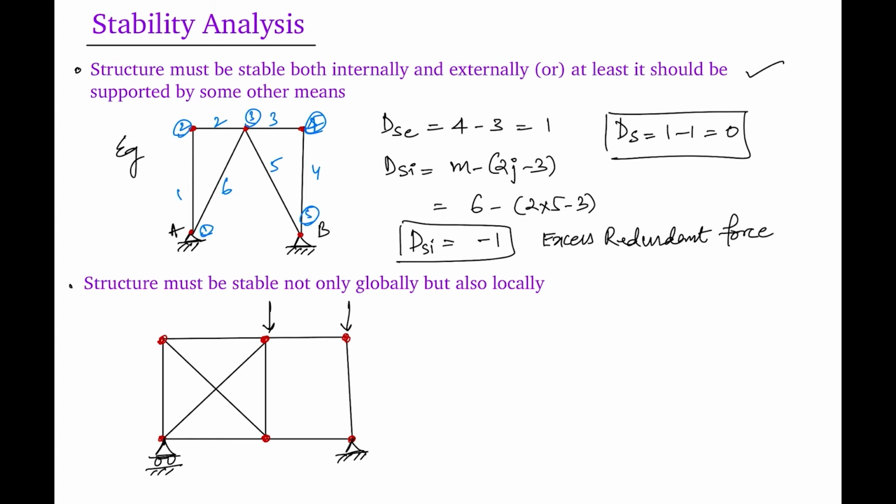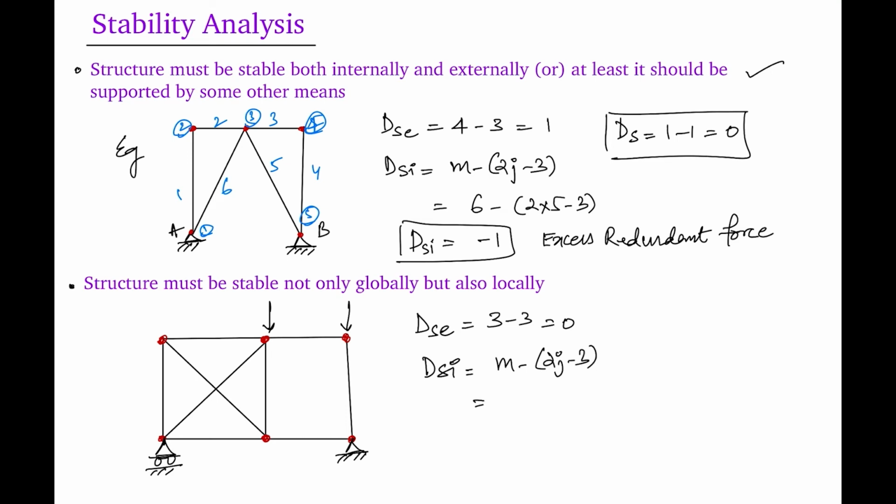Moving on to the second point, it says the structure must be stable not only globally but also locally. So we'll calculate the static determinacy of the structure. External static determinacy is simple. 3 unknown reactions are there. We have 3 equilibrium equations. External static determinacy DSE is equal to 0. And calculating DSI is m minus 2j minus 3.